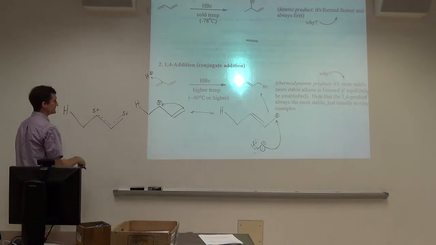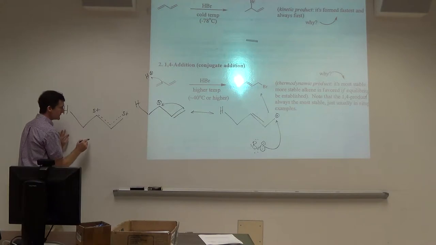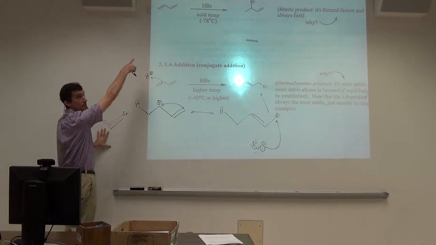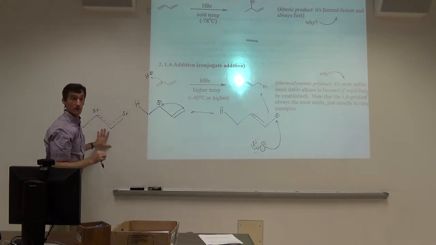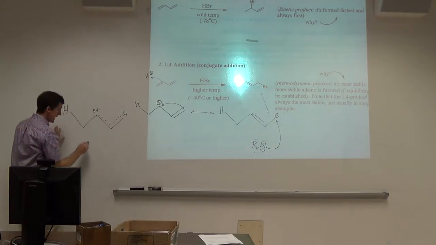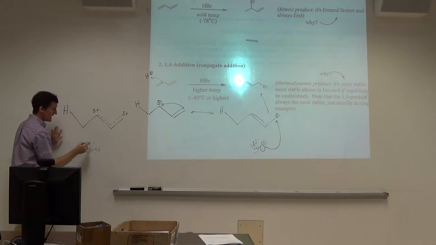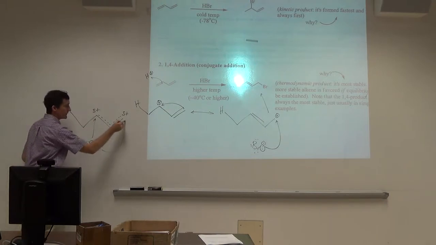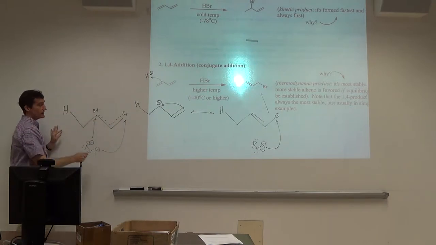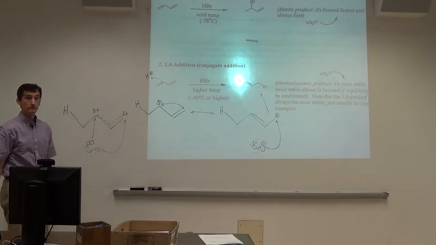Here's the true intermediate. At this point, this is the same intermediate we had above. I just didn't draw resonance. And Br minus, you see you have two partial pluses. Br minus could add here or here. If it adds there, you get the 1,2 product. If it adds there, you get the 1,4 product.